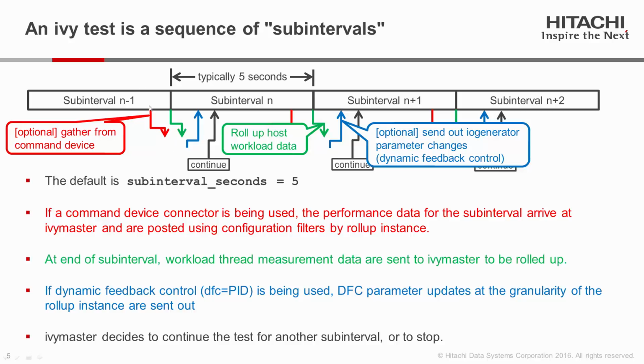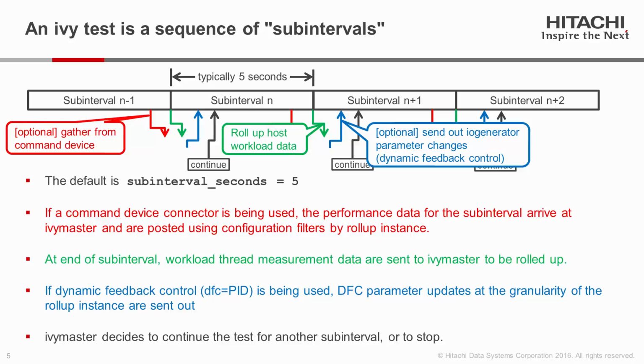Then at the end of every subinterval, as soon as the subinterval ends, we roll up the statistics of what happened during that subinterval on that workload thread up centrally to the master host. And at this point, at the master host, we've got both the subsystem data and the host data, and it's all rolled up into the different roll-up instances, and we'll talk about roll-ups in a minute.